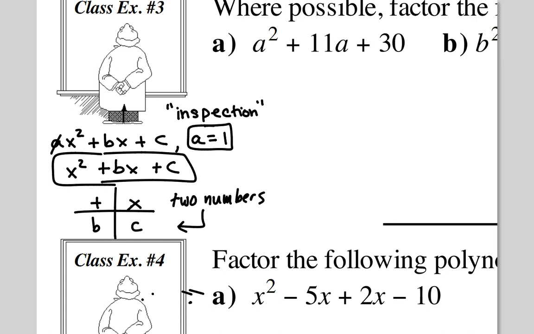Excuse me, sir. Khalil, really? Go to class. Okay, back to the math.